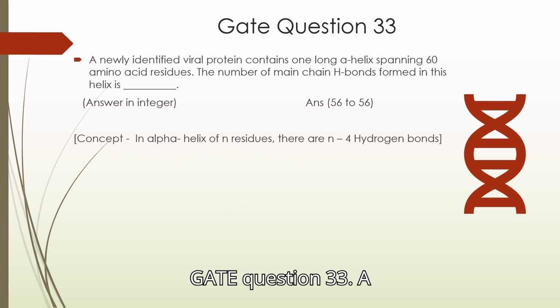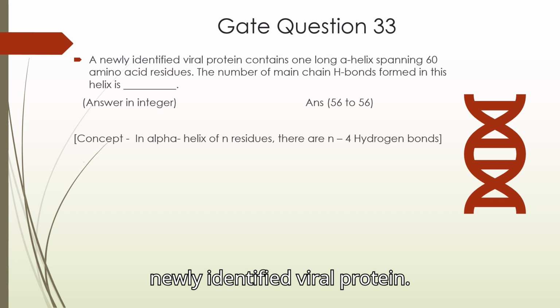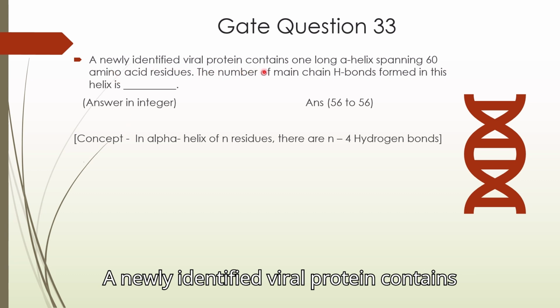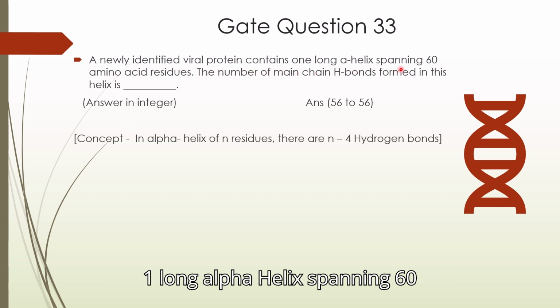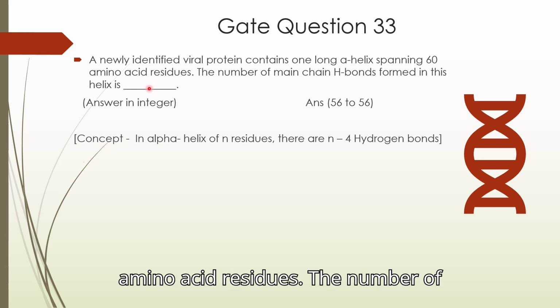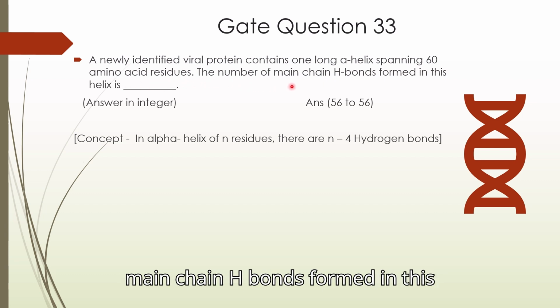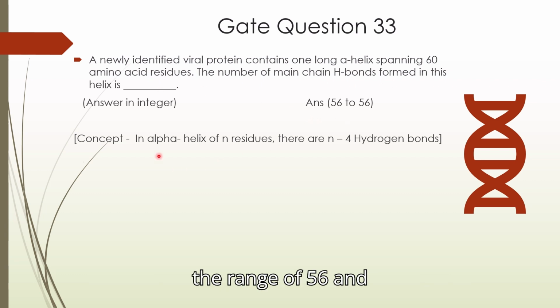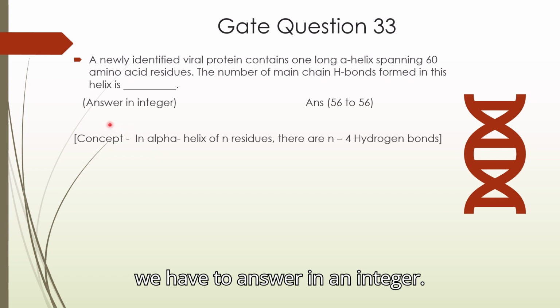GATE question 33. A newly identified viral protein contains one long alpha helix spanning 60 amino acid residues. The number of main chain H bonds formed in this helix is. The expected answer should be in the range of 56. And we have to answer in an integer.